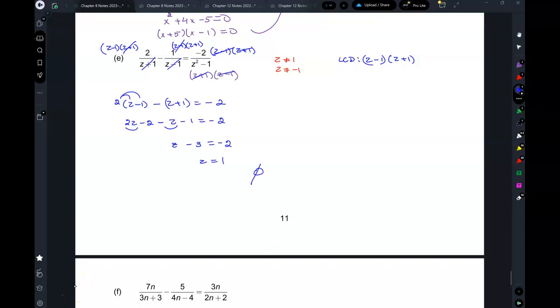Solved, what did you get for z? Z equals 1, and it's a restriction. So we got z equals 1, but that's a restriction. There are no other choices, so it's just no solution. Okay?